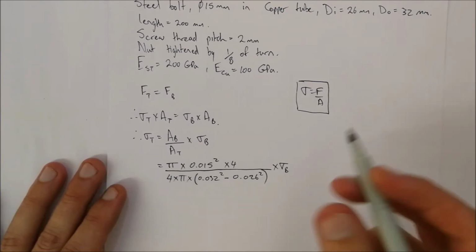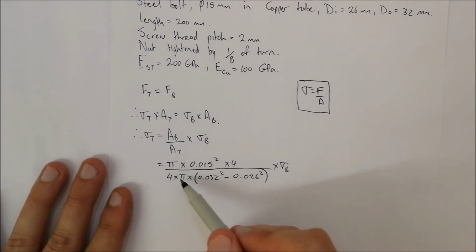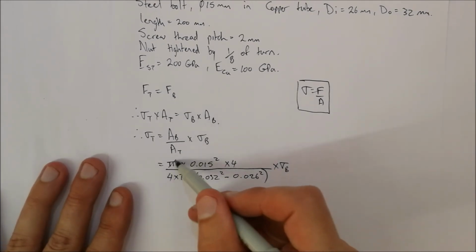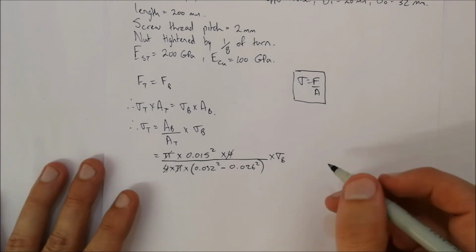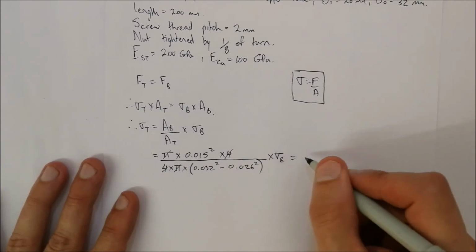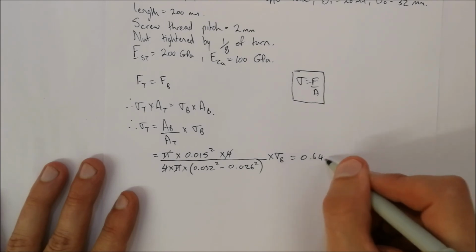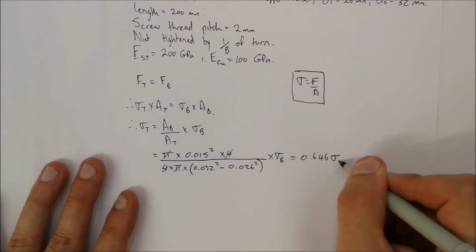Okay, so we do this calculation. As a matter of fact, the pi's will be able to cancel out with each other, the 4's will be able to cancel out with each other to simplify the equation a bit, and that would be equal to 0.646 multiplied by the stress of the bolt.